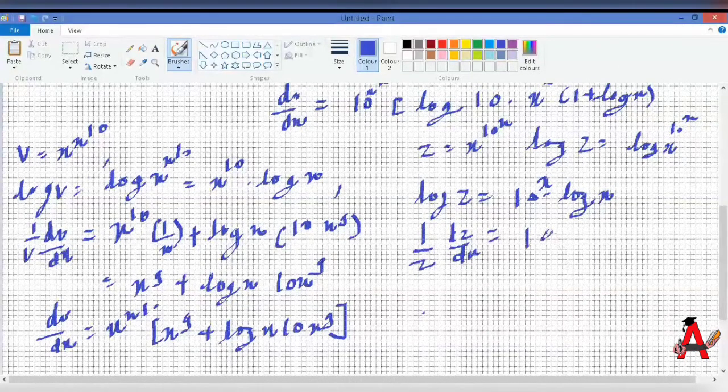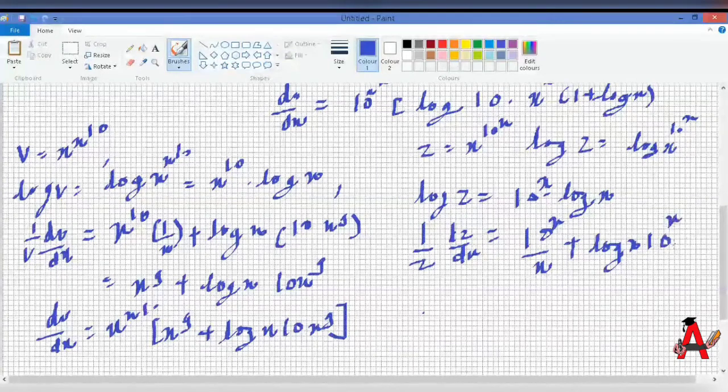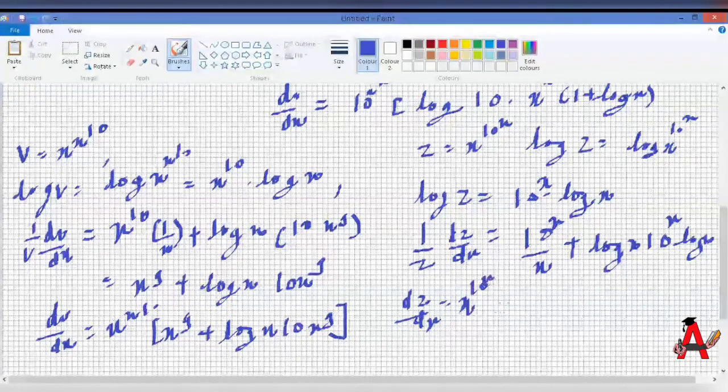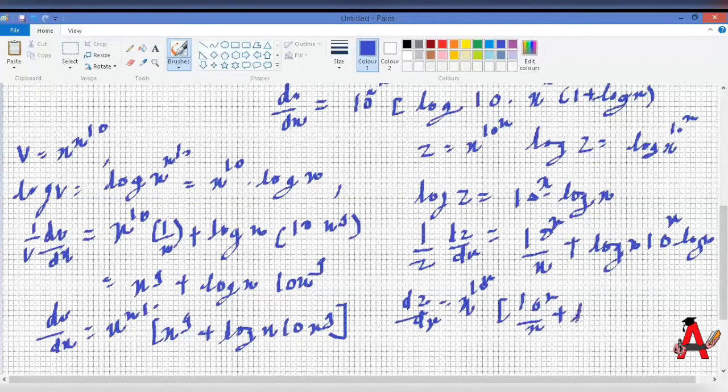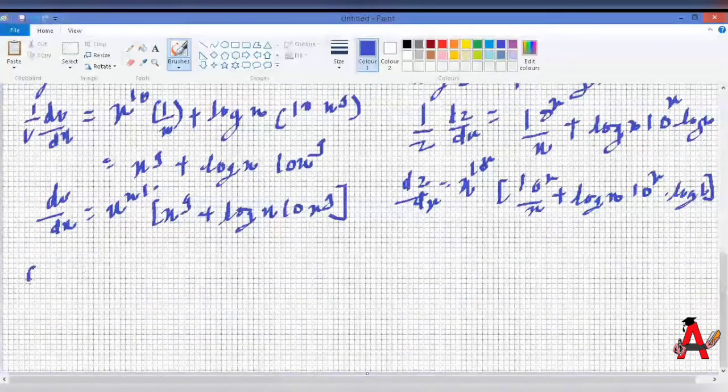equal to 10 raised to x into derivative of log x, which is 1 upon x, plus log of x into derivative of 10 raised to x, which is a raised to x log a, so 10 raised to x log 10. Therefore, dz upon dx will be equal to z, which is x raised to 10 raised to x, into 10 raised to x upon x plus log x into 10 raised to x into log 10. Now all these three terms you need to add so that you get dy by dx.